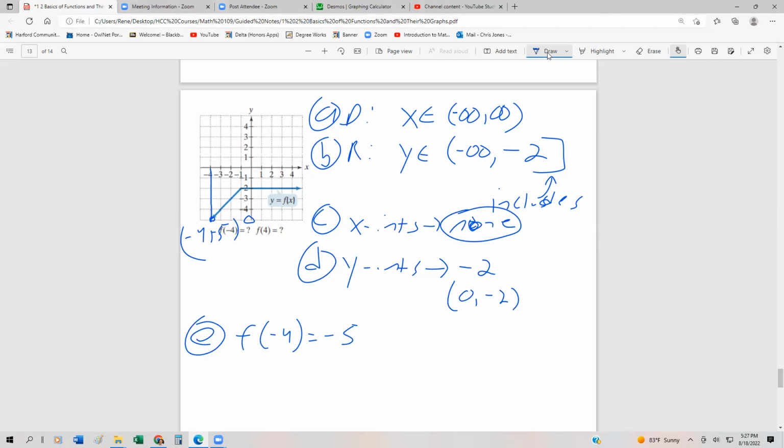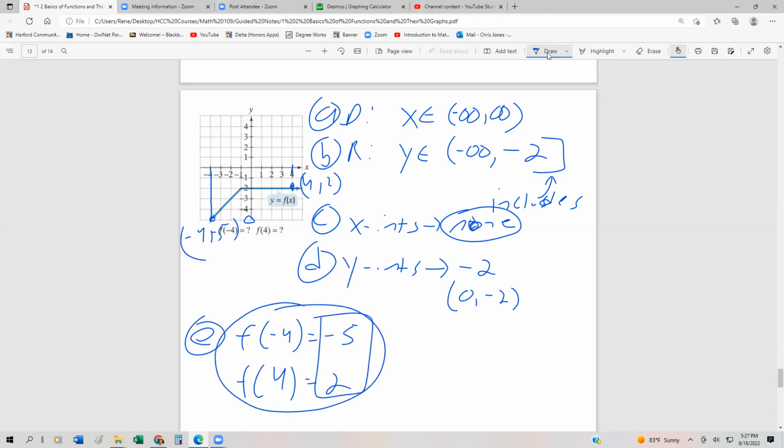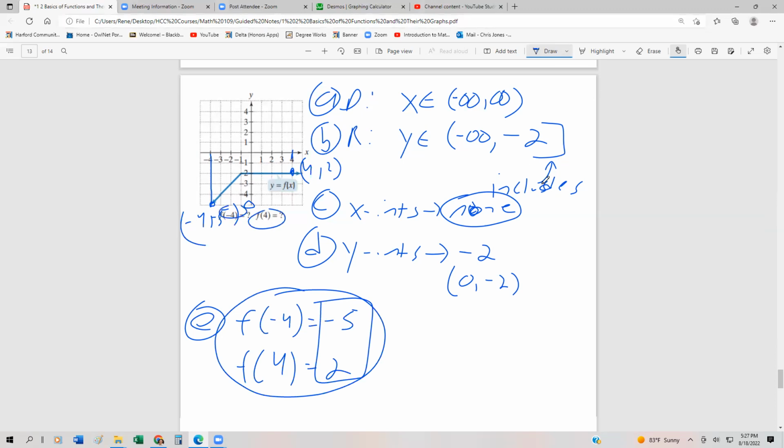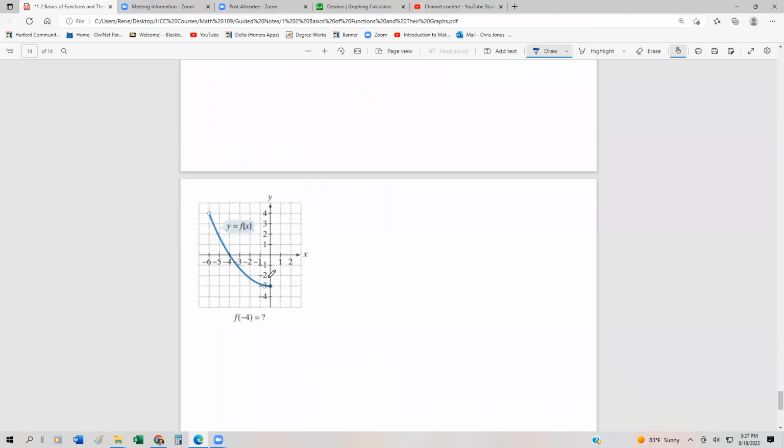And then when x is 4, it looks like this is going to be the point (4, 2). And so f at 4 is going to be equal to 2. And we're done with this. So these are our two values that we were supposed to find. Last problem. This one's a little bit different because it doesn't have any arrows on it.